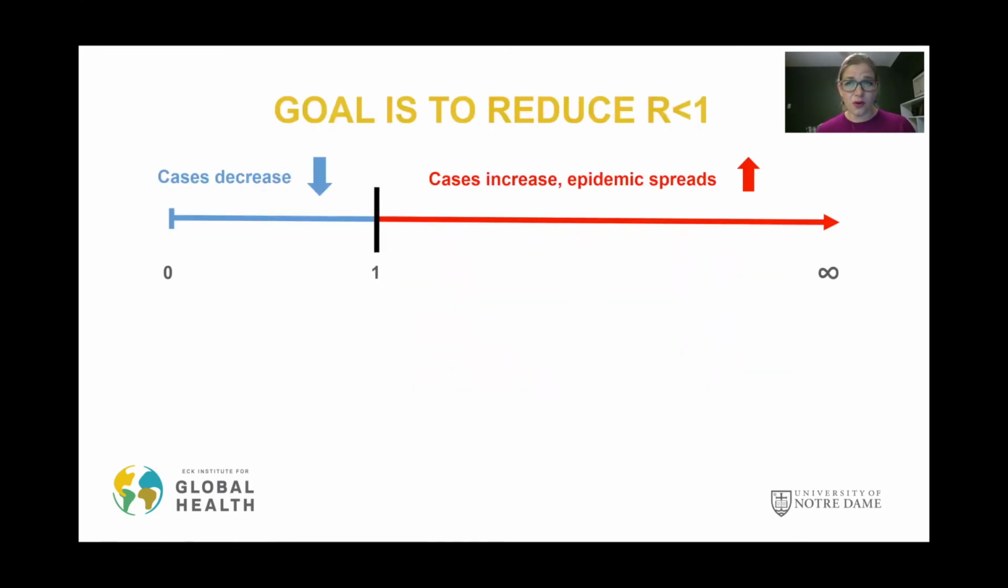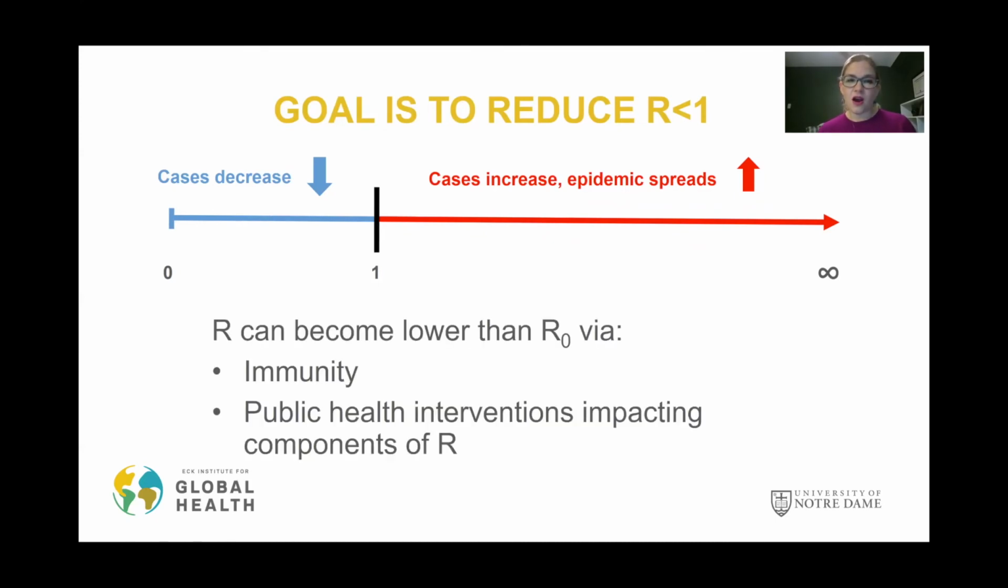Remember that our goal is to reduce that R value to be less than 1 in order to slow the spread of the disease and hopefully drive those numbers to 0 to ultimately achieve elimination. R can be lowered and can become lower than R0 in particular through the development of immunity or the implementation of public health interventions that can impact the different components of R.